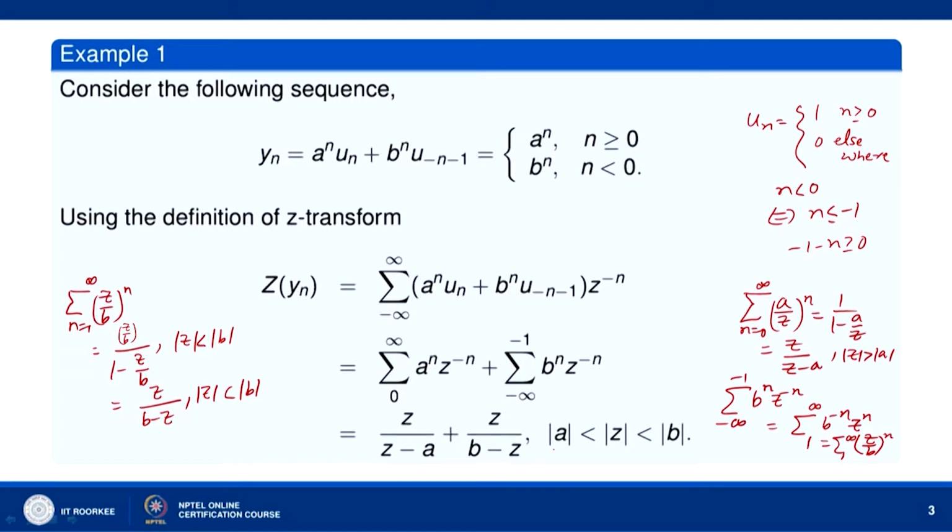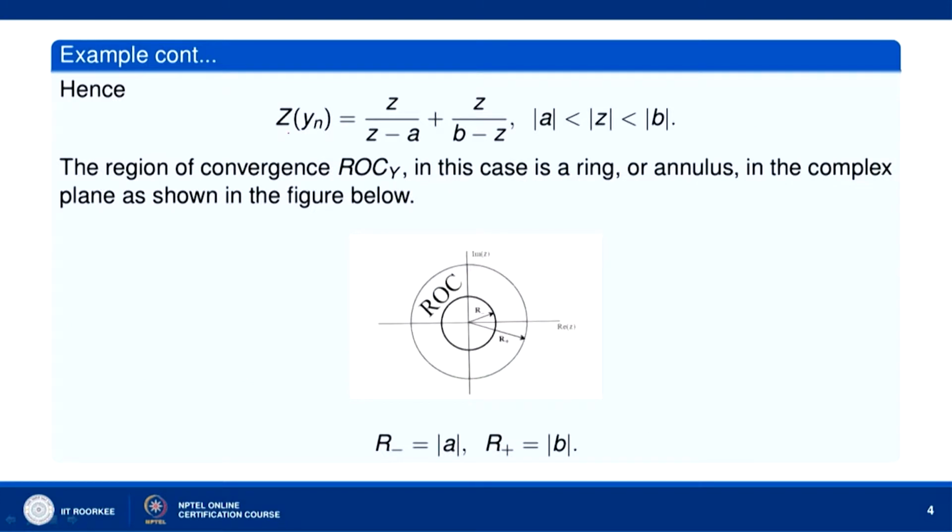So, if mod of a is less than mod of z, then we have z over z minus a. If mod of z is less than mod of b, then we have the sum of the other series z over b minus z. So, both the series are convergent in the annular region given by mod of z greater than mod of a, but less than mod of b. Now, so we can say that Z transform of the y[n] sequence is z over z minus a plus z over b minus z, where mod of a is less than mod of z less than mod of b.